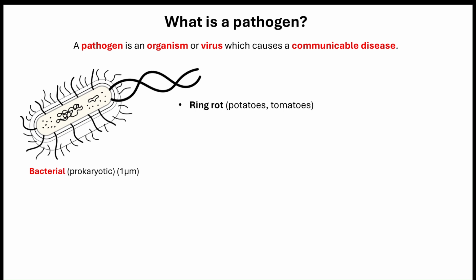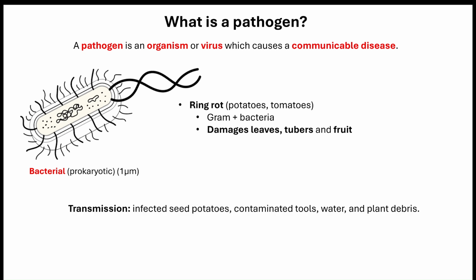So another one you need to know about is ring rot, and this one is in the plants. So this is potatoes, tomatoes. This is caused by a gram-positive bacteria, and it damages the leaves, the tubers, and the fruit. So if they're going to ask a question about this, they're looking for you to understand how it is transmitted. Well, it can be transmitted in infected seeds. It can be transmitted in contaminated tools. It can be transmitted in water. And it can also be transmitted through plant debris.